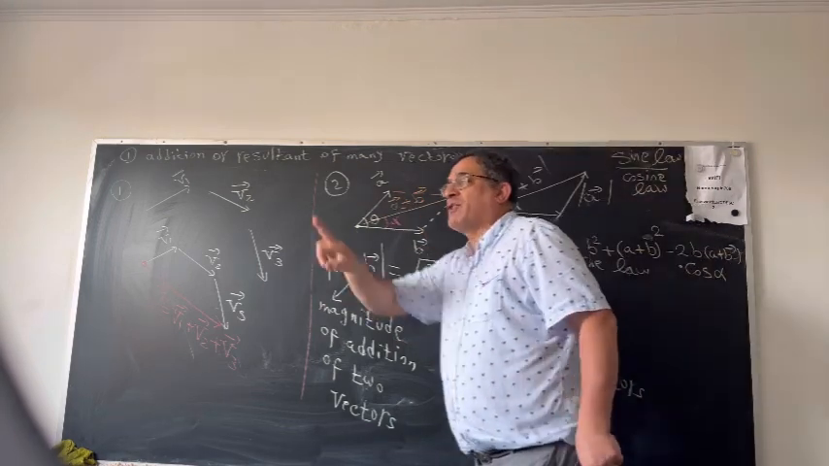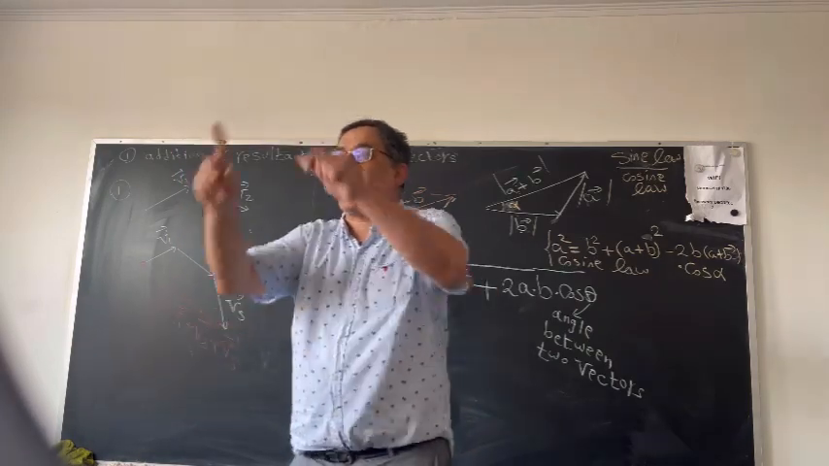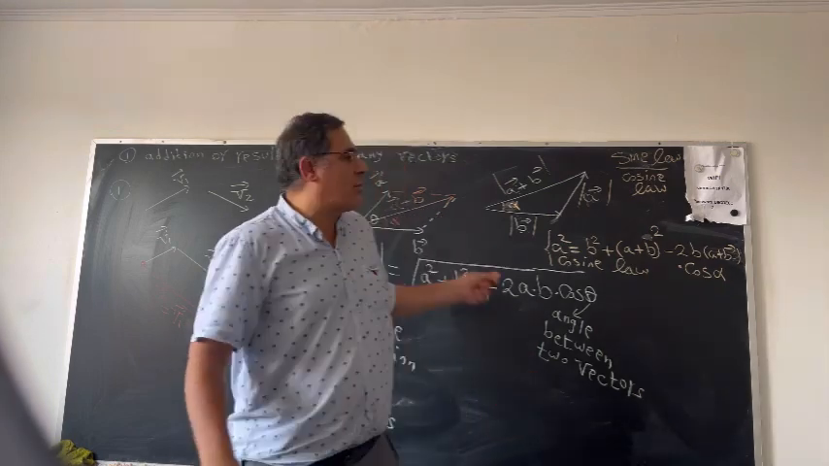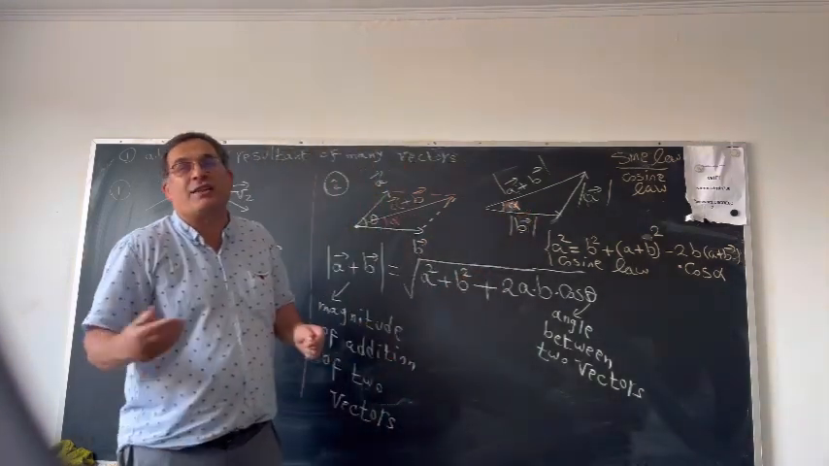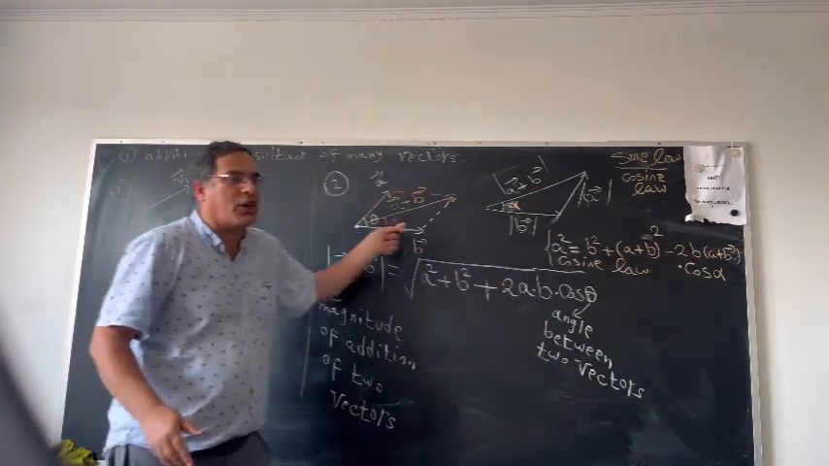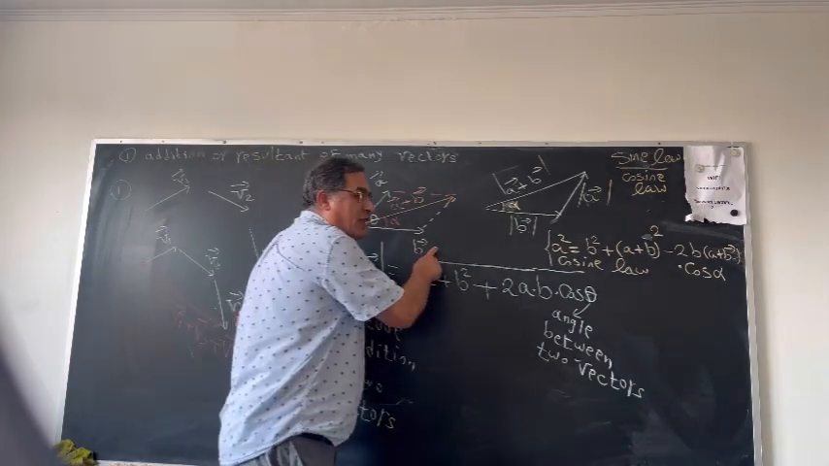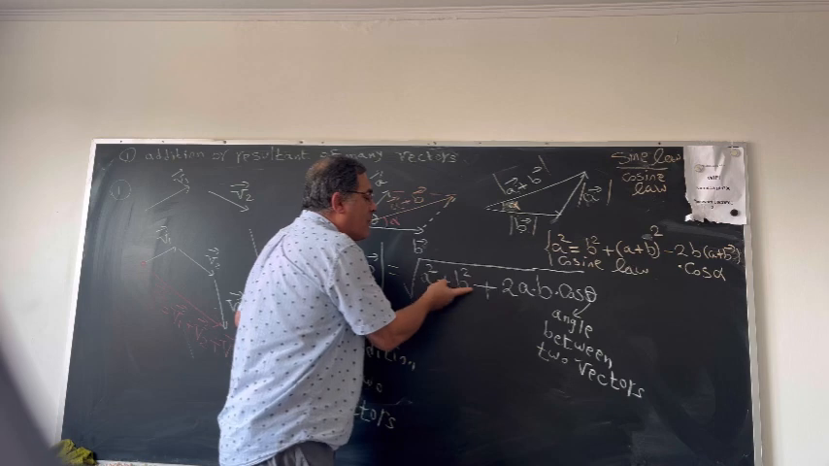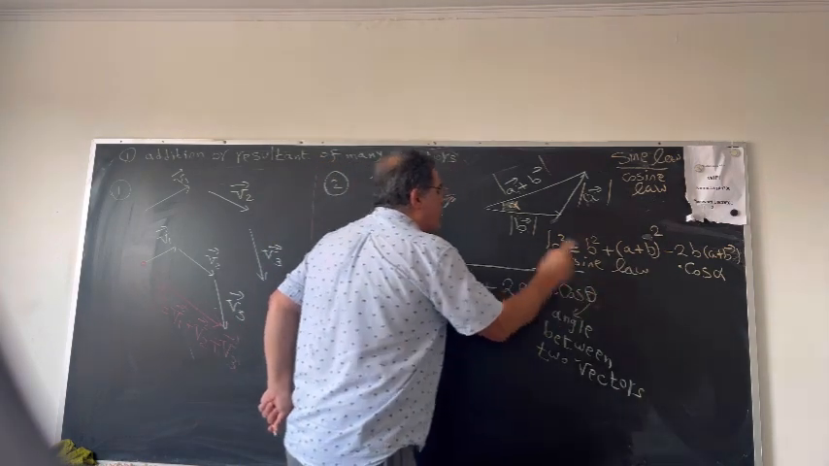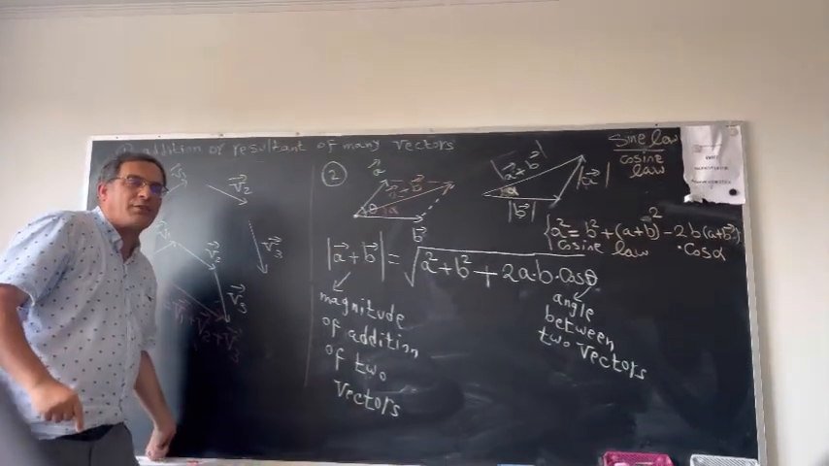But if you have 2 vectors that make an angle, minimum angle 0, maximum 180, to find the addition or resultant, you have to make the parallelogram. The diagonal between 2 vectors is representative of the addition or resultant. And this is the main formula: the magnitude of the addition of 2 vectors is the radical of first vector squared plus second vector squared plus 2 times first times second, cosine theta. Theta is the angle between the 2 vectors.